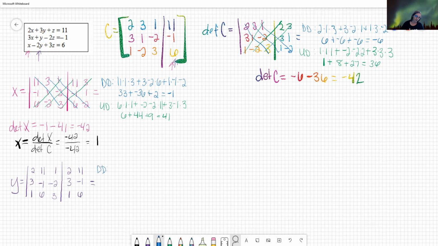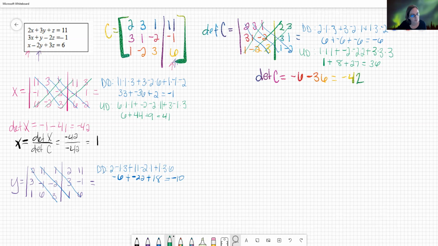My downwards diagonals are first 2 times -1 times 3, plus 11 times -2 times 1, plus 1 times 3 times 6. 2 times -1 times 3 is -6, plus 11 times -2 is -22, plus 1 times 3 times 6 is 18. -6 minus 22 plus 18 is going to give me a total of -10.